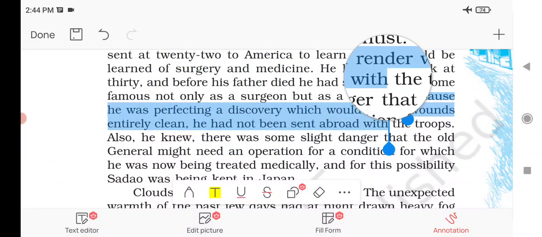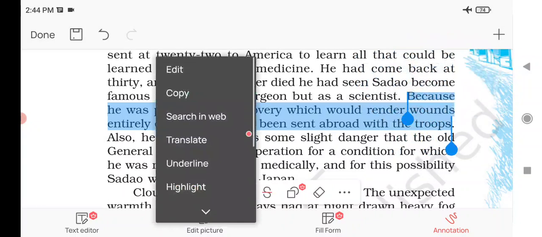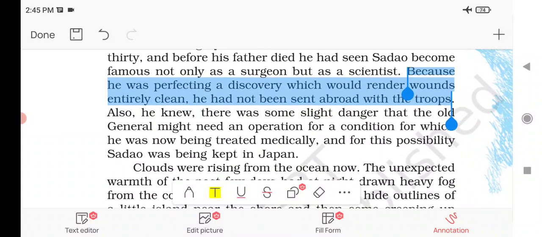He had not been sent abroad with the troops. And now what happened, children? We see that the Second World War broke out, I mean, the Second World War occurred, right? And because he's a doctor, obviously a doctor will always be required in a war, right? So Dr. Sadao was not sent with Japanese troops because he was actually perfecting a discovery that could help in keeping the wounds entirely clean, right?